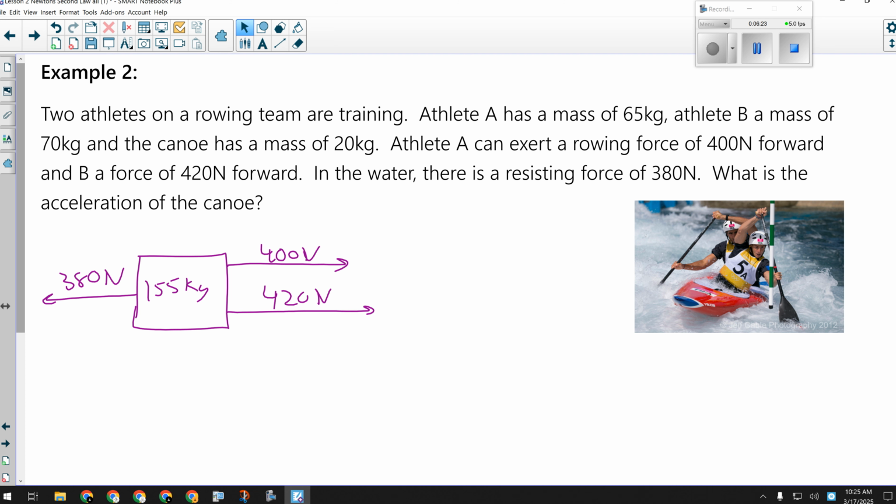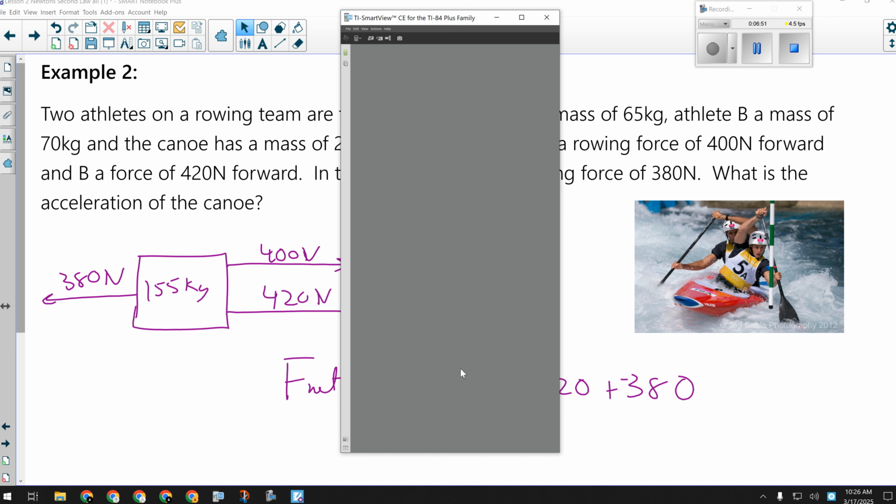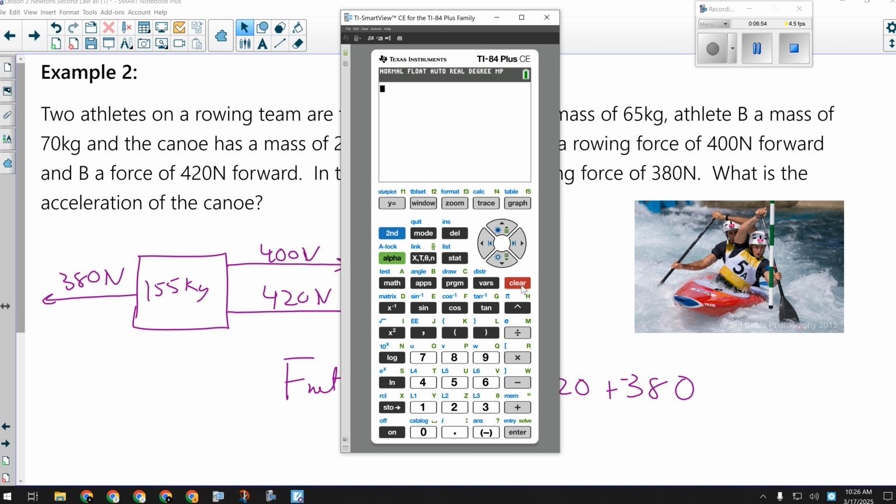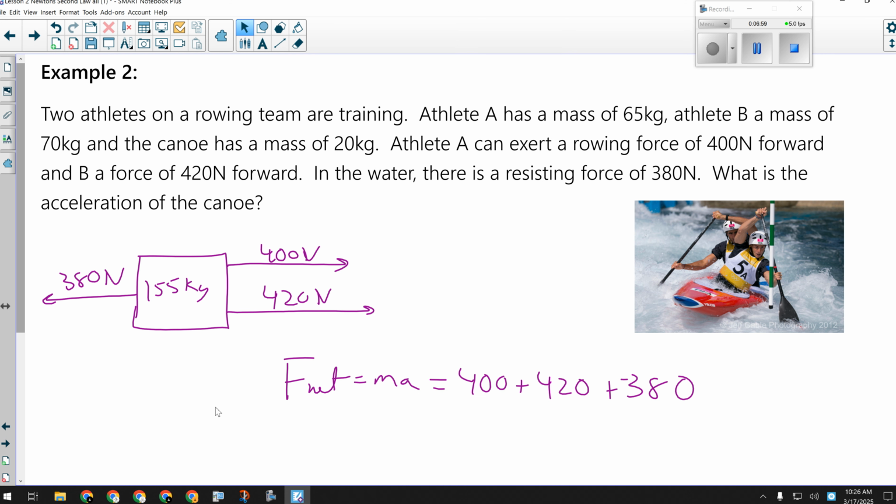Okay, can I calculate the vector sum of all forces right now? Absolutely I can. So we're looking at F net. Yes, it equals m times a, but I don't have enough information right now to calculate a. I need the net force first. So I'm going to go 400 plus 420, plus 300 and plus negative 380. It's backwards, so I would treat it as a negative. So 820 minus 380 gives me 440 newtons.